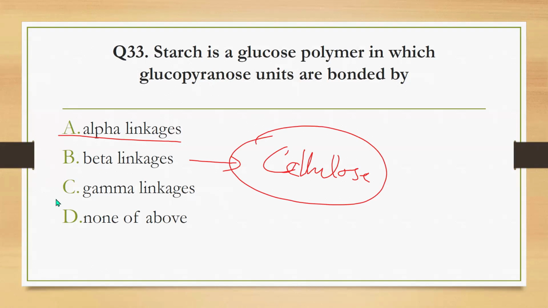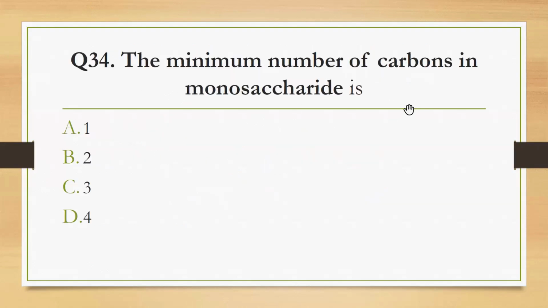So the minimum number of carbons in a monosaccharide is 3. You cannot have a sugar or a monosaccharide with fewer than 3 carbons. The minimum number of carbons in monosaccharides is 3. Below that, it's not a carbohydrate or a monosaccharide.